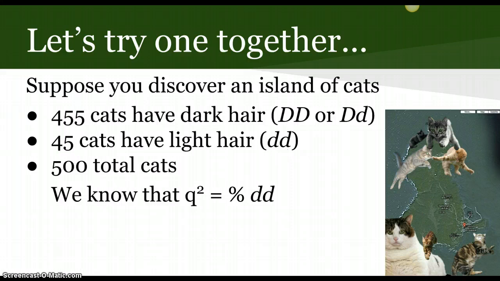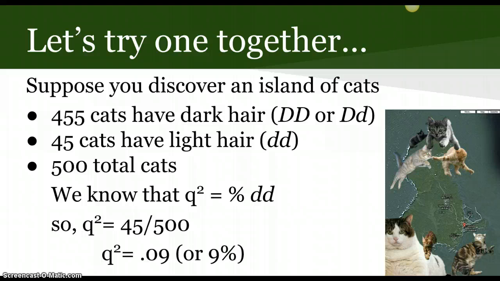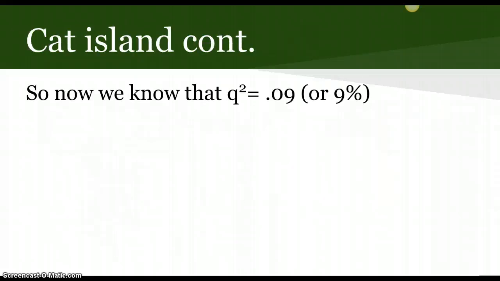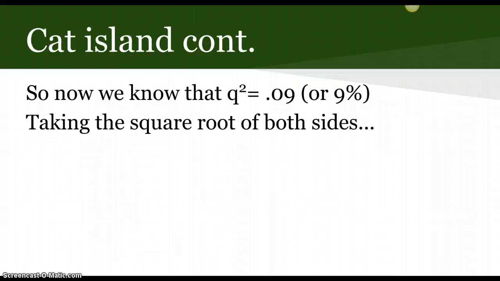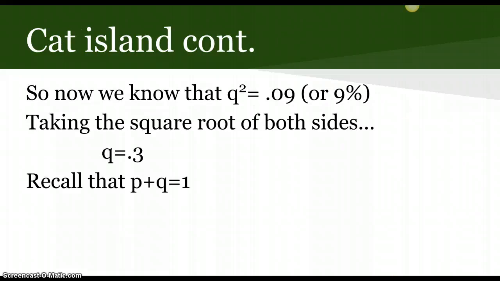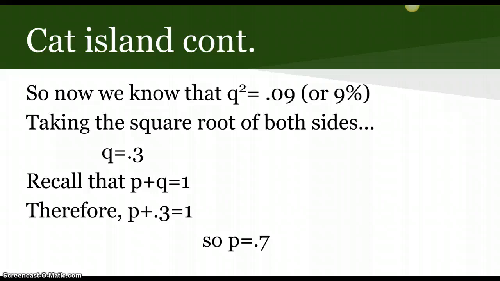We know that q squared equals the percent dd. So q squared equals 45 out of 500. Therefore, q squared equals 0.09. So now that we know that q squared is 0.09, we take the square root of both sides, and we get that q equals 0.3. Recall that p plus q equals 1. Therefore, p plus 0.3 equals 1, so p equals 0.7.